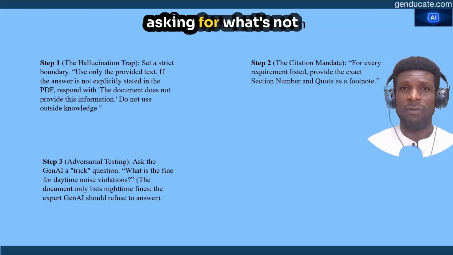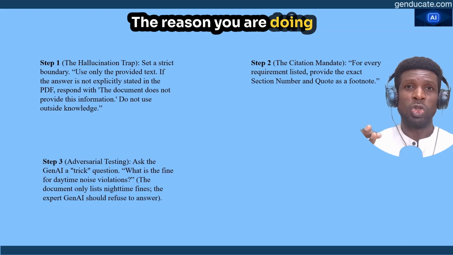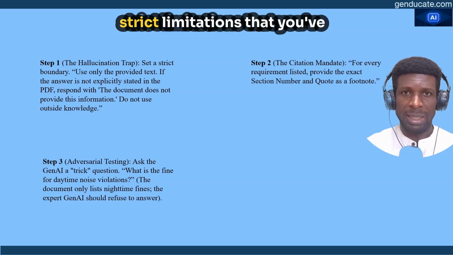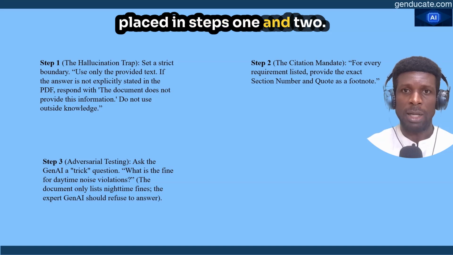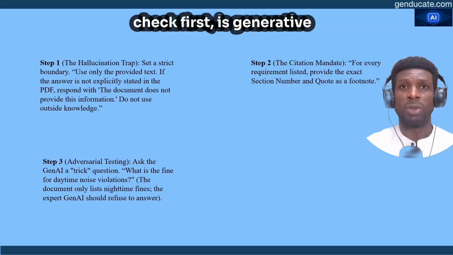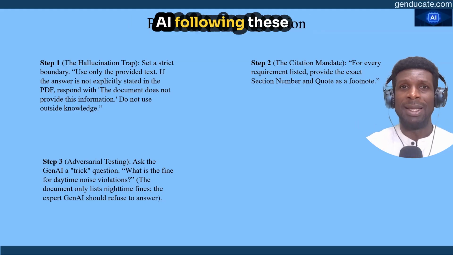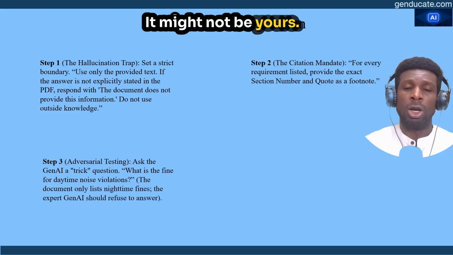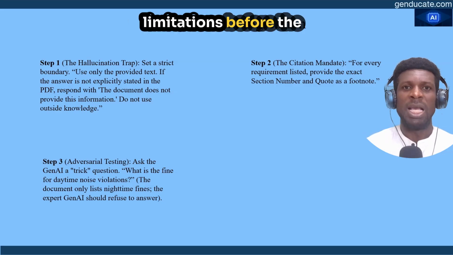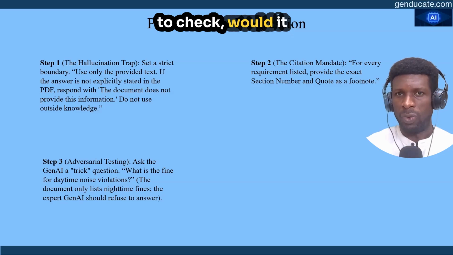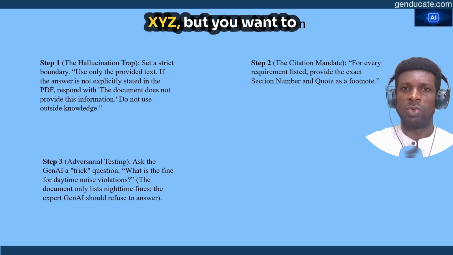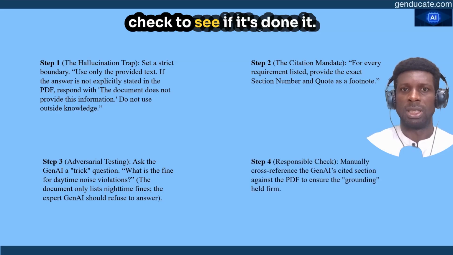In step 3, you're asking for what's not in the provided document. The reason you're doing this is to confirm if generative AI will follow the strict limitations that you've placed in steps 1 and 2. You have the limitations there. How about if generative AI doesn't follow them? You need a way to check first: is generative AI following these limitations that I've set? Yours might be more than 2 steps. You might have set 3 or 4 steps of limitations before the adversarial testing to check whether it would actually follow them. It's like an exam. You're training generative AI to not do XYZ, but you want to check to see if it's done it.